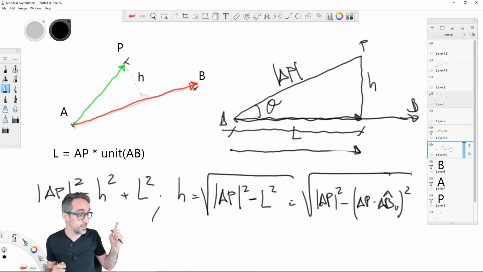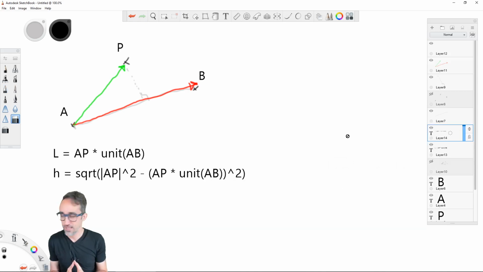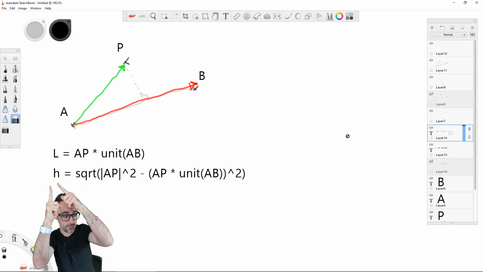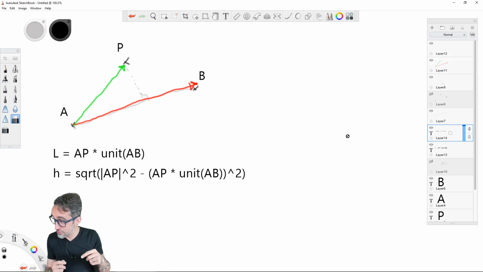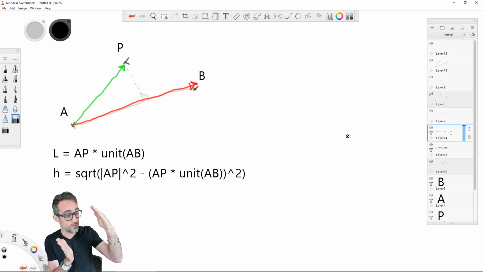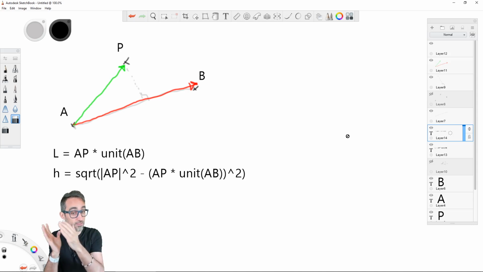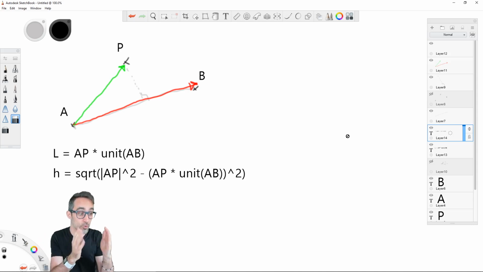Let me write this in a clearer way, and then we get back to actually writing this in code form. Yes, so this is it. I just cleaned it up a little bit, but remember what we just discussed: the distance H is going to be equal to the square root of the length of the vector AP squared minus the dot product of the vector AP times the unit vector AB, all of that squared as well.